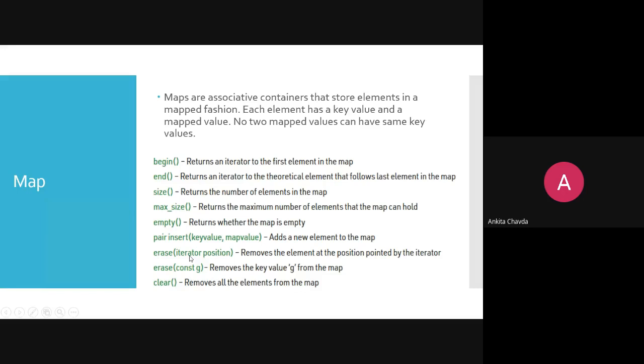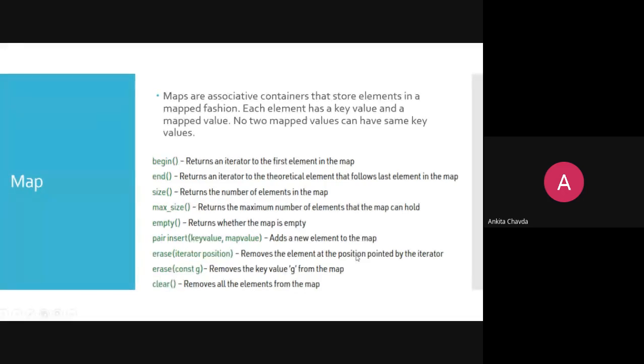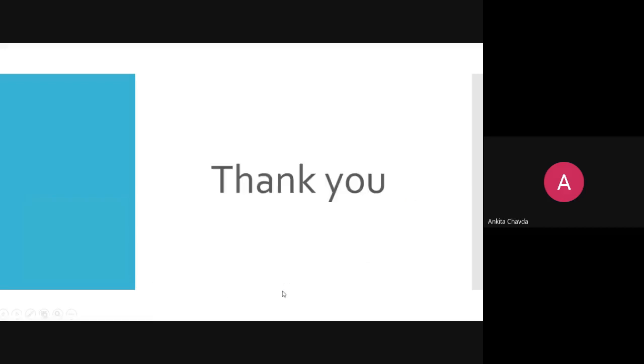Erase, again you can give any iterator position, so it will remove that element, right? Here they are erasing via iterator, meaning you can access your variable via a normal variable, and you can also access the same variable via a pointer, if you remember, right? So here you are erasing the element via iterator, and here you are giving the constant key value. If you want to erase a value, you can give that particular key value, and that value will be erased from the map. Clear will remove all the elements from the map.